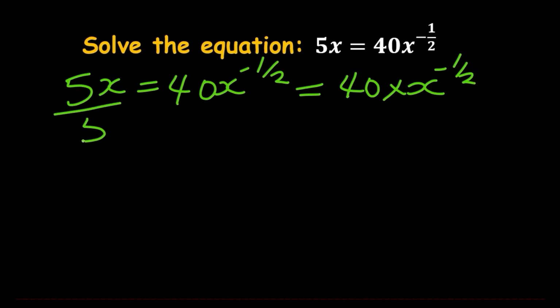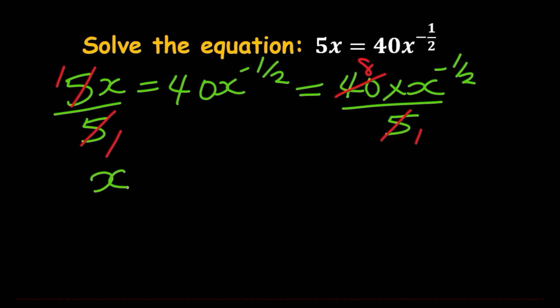5x divided by 5 is equal to 40 times x raised to the power minus 1 over 2 divided by 5. Simplifying, 5 divided by 5 is 1. So we are left with x. On the right hand side, 40 divided by 5 will give us 8. So we are left with 8 times x raised to the power minus 1 over 2. We are now left with x equals 8 times x raised to the power minus 1 over 2.